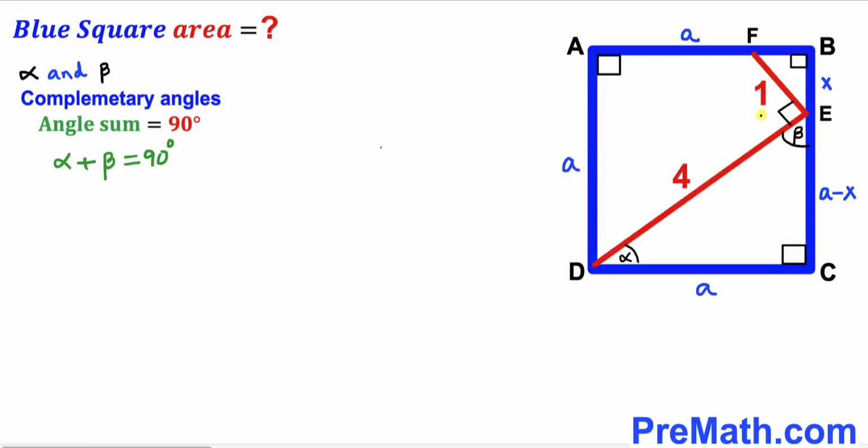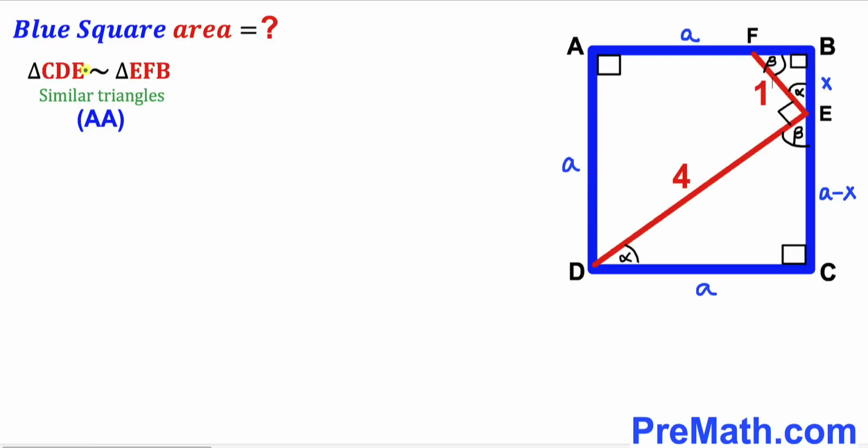Now we know that this is our 90-degree angle and this is our angle beta. So therefore, this angle has got to be our angle alpha. And finally, in this tiny right triangle EFB, this angle is alpha, this angle is 90 degrees, so therefore this angle has got to be our angle beta. We conclude that these two right triangles, CDE and EFB, are similar triangles according to the angle-angle similarity theorem.